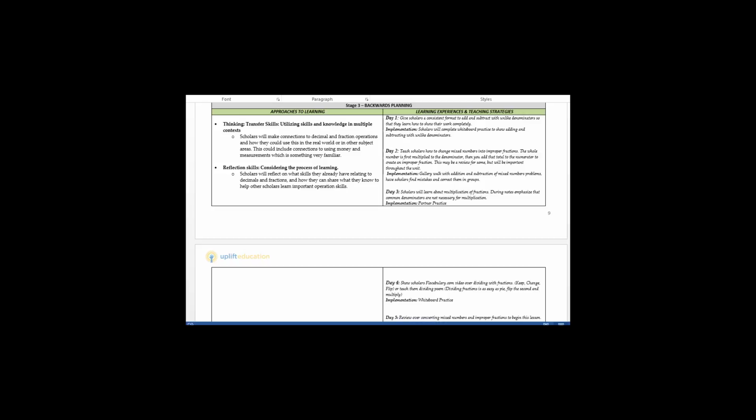Last but not least, we have stage 3, the backwards planning. The approaches to learning are thinking and reflecting. The reason why these are used is because scholars will have to think about the necessary steps of solving for decimals and fractions and then reflect on previously taught material from previous units. Learning experiences and teaching strategies are the day-to-day way in which I will be teaching the content. If you have any questions about how to do an activity, please reach out and let me know.